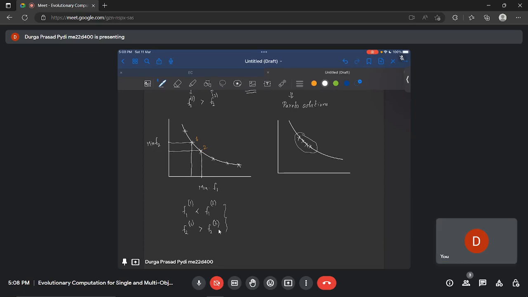So f1 of 1 is essentially this one, and this is f1 of 2. And this will be your f2 of 1, and this will be your f2 of 2. Okay. So when you have such a set of points.